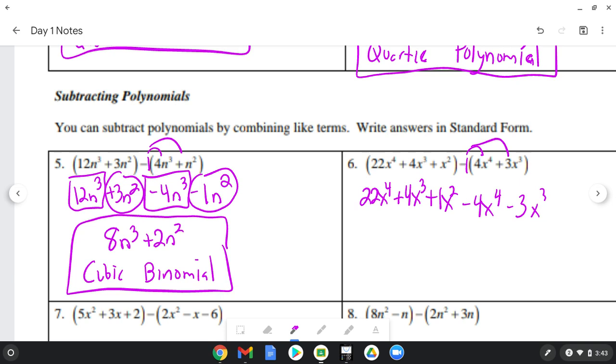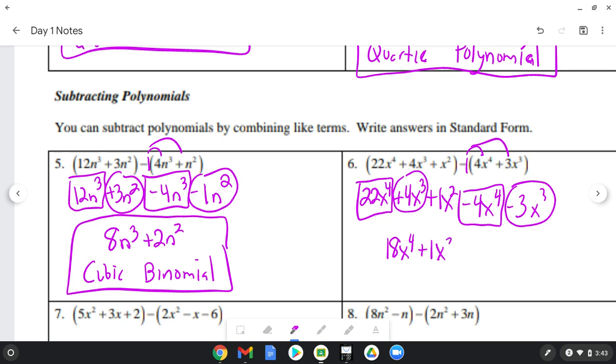So now I look to see what can combine. So I see a 22 can combine with a negative 4. So that'd give me 18. I see x to the 3rd can combine with this x to the 3rd. So that'd be 4 minus 3. That'd give me plus 1. And then I see this by itself. So I'm just going to bring down that x squared.